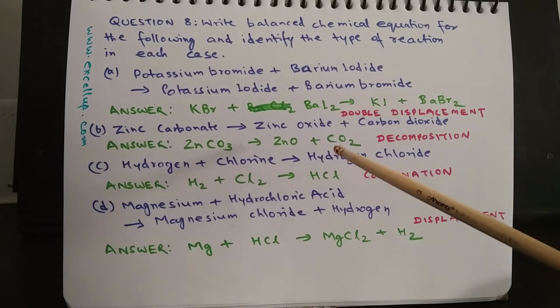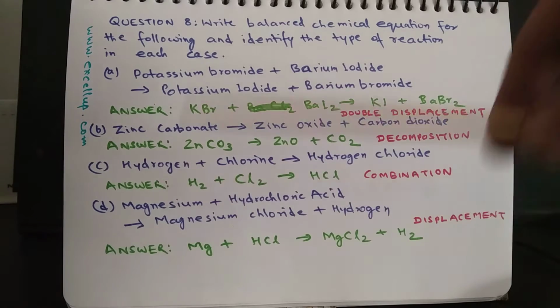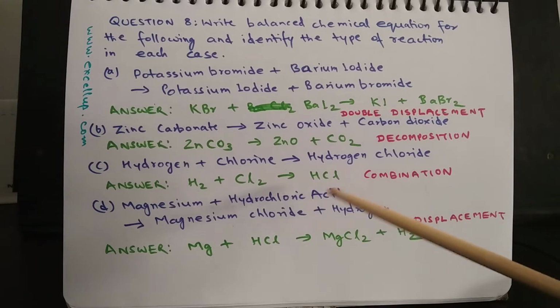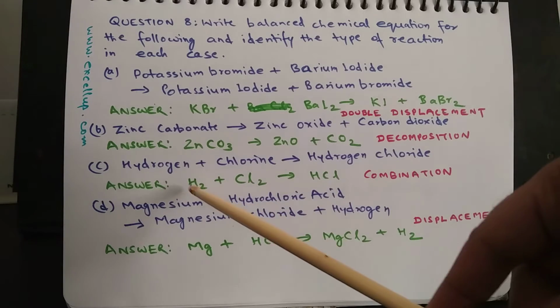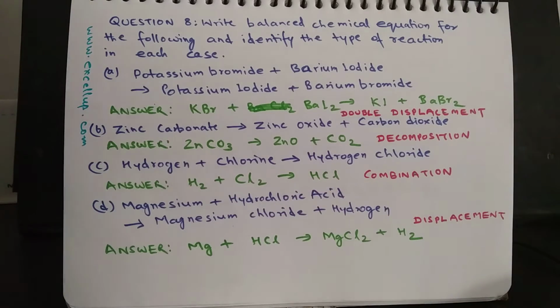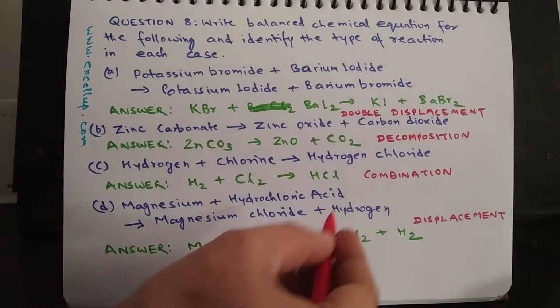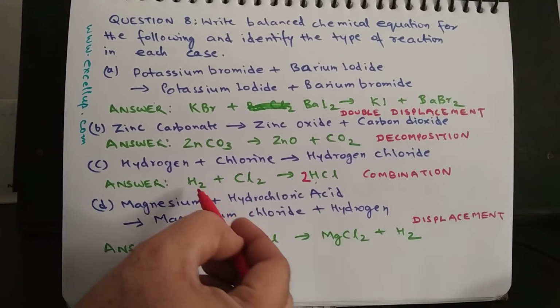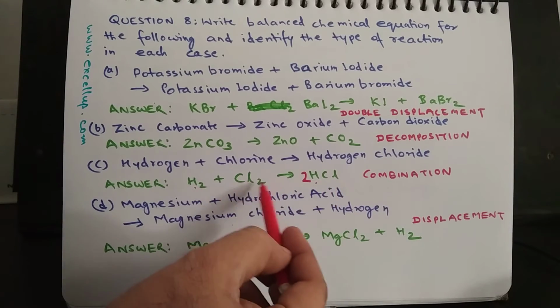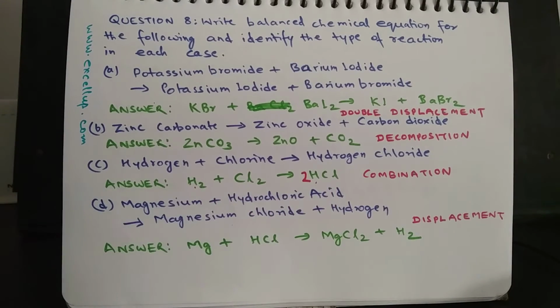Hydrogen plus chlorine gives hydrogen chloride. So here hydrogen and chlorine are combining to produce hydrogen chloride. And the equation is H2 plus Cl2 gives HCl. So this is not a balanced reaction. You need to put 2 over here in order to balance this equation. So now there are 2 atoms of hydrogen on both sides and 2 atoms of chlorine on both sides.